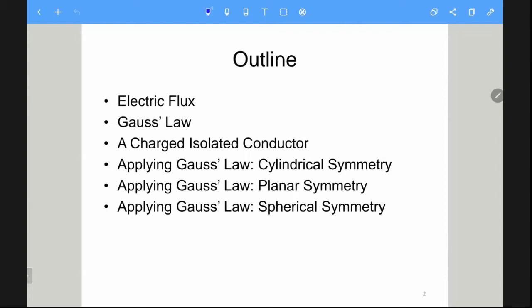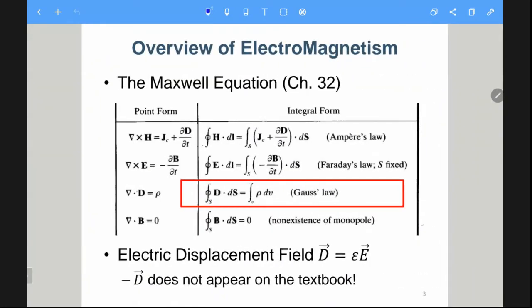So this is the outline for chapter 23. We will introduce electric flux and then talk about the Gauss law, which is the main part. And then using the Gauss law, we will try to derive the electric field generated by different topologies, using different types of symmetric properties.